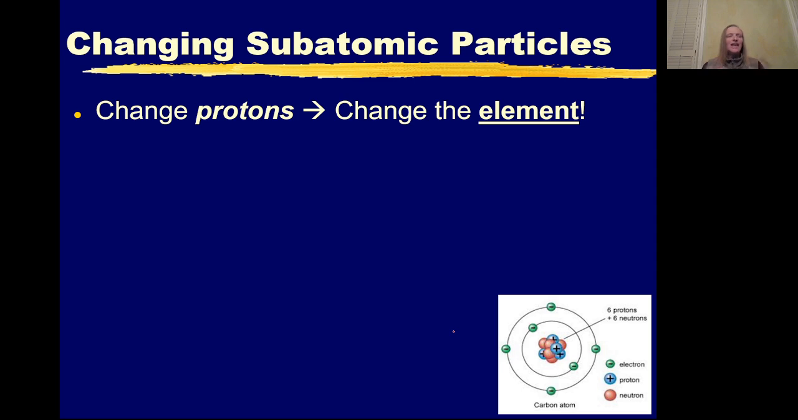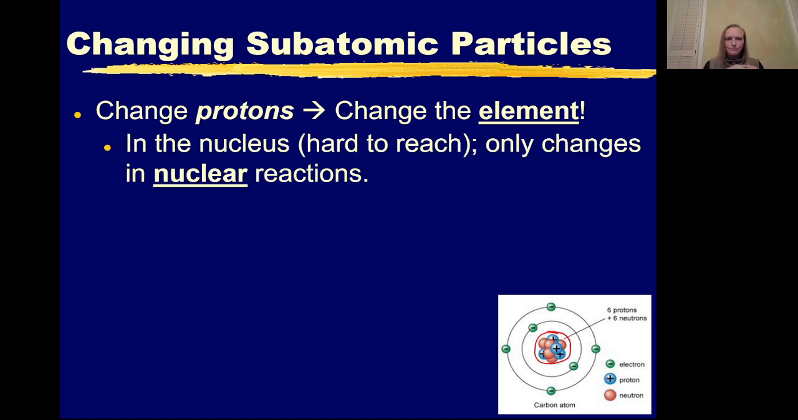So, can atoms be changed? What happens in chemical reactions? How do the atoms change in these chemical reactions? Some aspects of atoms can be changed and other aspects cannot, or at least not in a normal chemical reaction. For instance, changing the protons changes the elements. That is not something that happens simply because protons are protected deep inside of the atom. So they are in the nucleus, they are hard to reach, so it doesn't easily change.